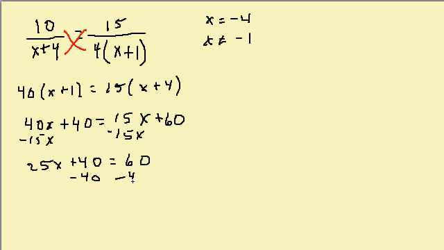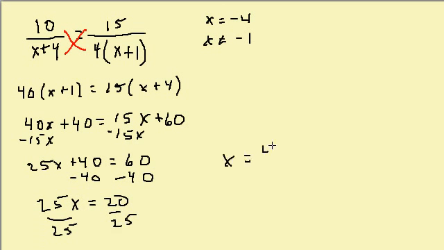Subtract 40, I get 25x equals 20. Divide by 25 and I get x equals 4/5. And there's my answer. And 4/5 is not a restriction. And that's all of solving rational equations.